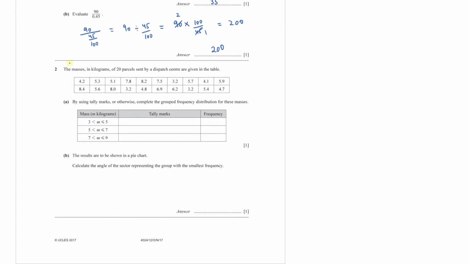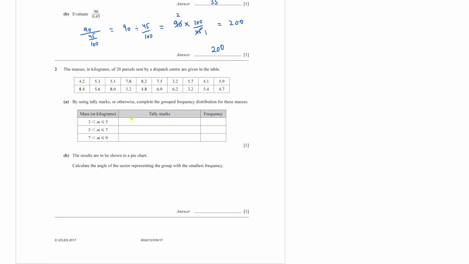So question number 2 is the masses in kilograms of 20 parcels sent by our dispatch center are given in the table. By using tally marks or otherwise complete the group frequency distribution for these masses. So the first row is the mass greater than 3 but less than or equal to 5. So let's count how many packages have mass between 3 and 5.